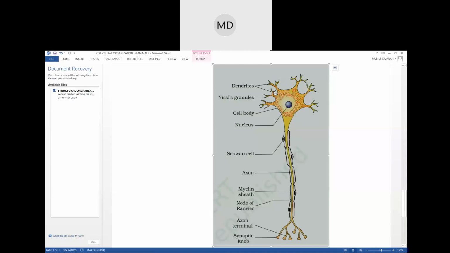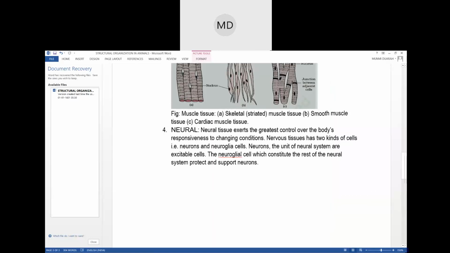Okay, and these small branches are dendrites, and this is the nucleus. And this one is the axon. Then these small dots, this one and this one, are the Schwann cells. Now, the Schwann cell is a type of neuroglia cell. Is it clear? So neurons are one type of cell, and the second type is neuroglia cells. And Schwann cells are a type of neuroglia cell.